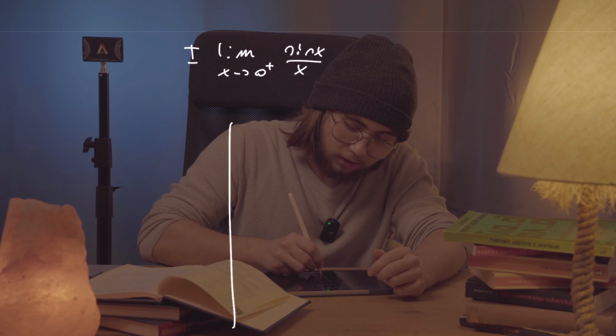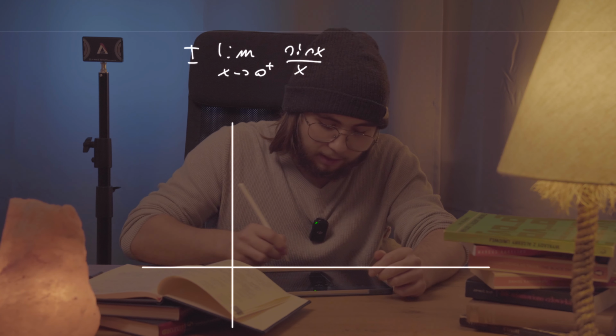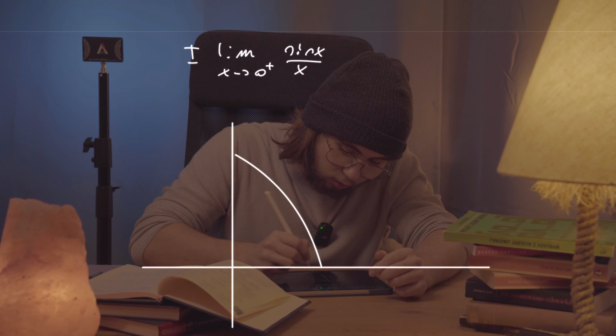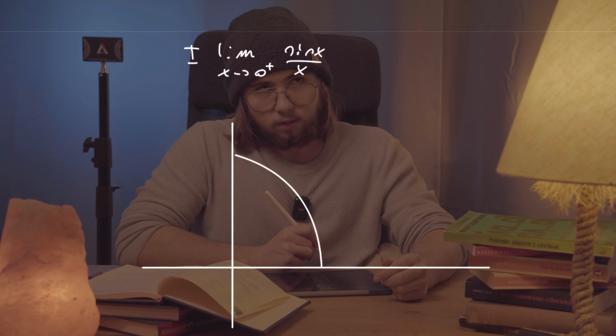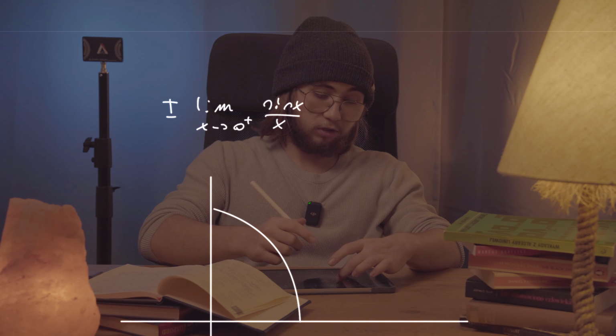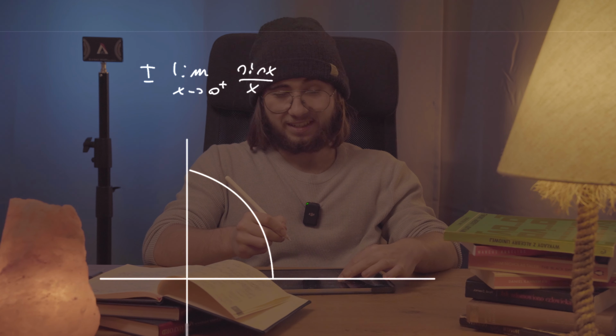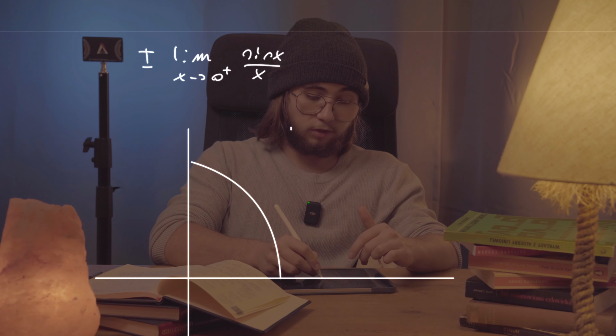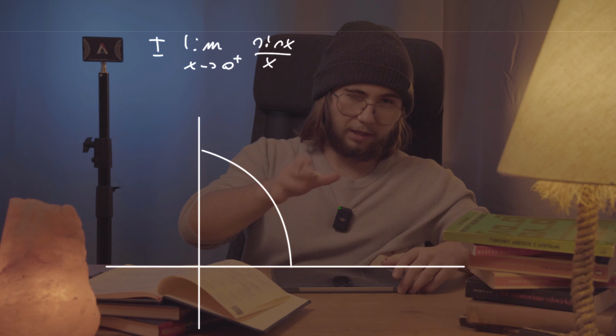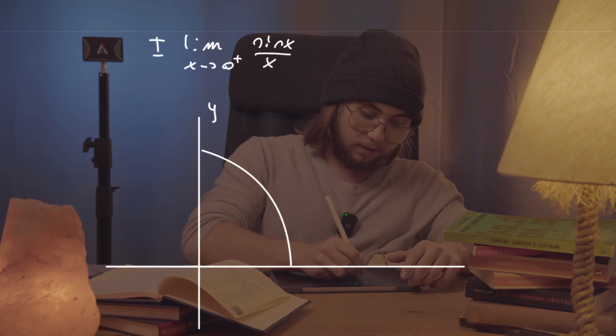So I would like to draw myself a coordinate system, and now draw a quarter of a unit circle. I'm only going to be covering a quarter of the unit circle, not the entire one, because as x approaches 0 from above, I will only care about the angles in radians that are close to 0, so only the first quadrant. So x is between 0 and pi over 2, and it's in radians. That's going to be pretty important later on.